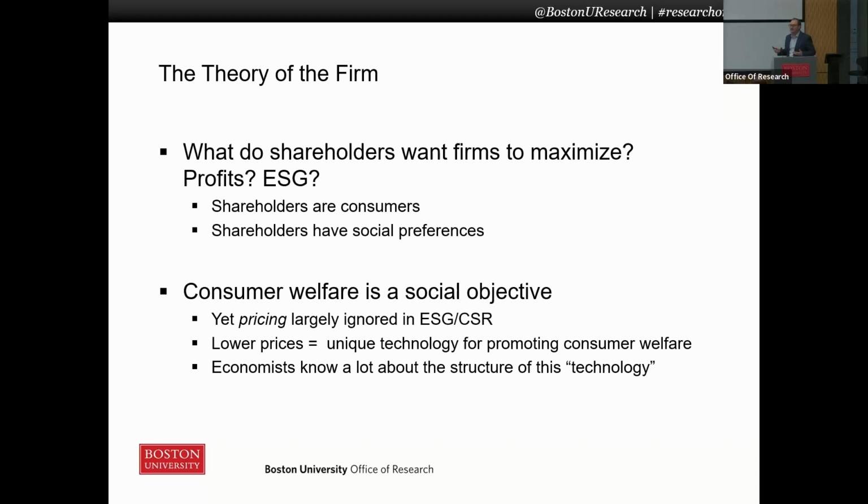Yet pricing is typically ignored in the discussion of ESG and corporate social responsibility. Lower prices are a unique technology that firms have access to in order to promote consumer welfare. And economists know a lot about the structure of this technology, having studied profit maximization.